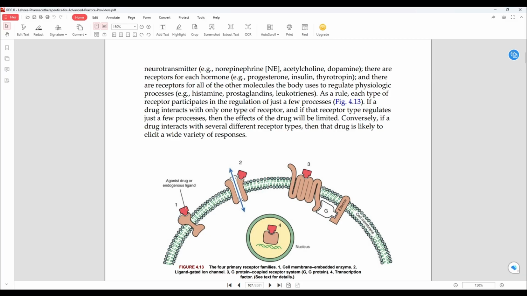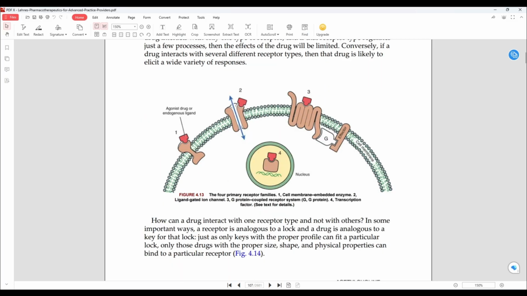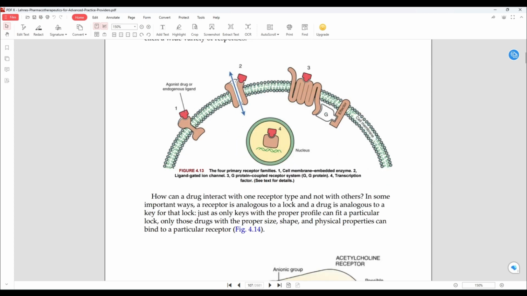If a drug interacts with only one type of receptor, and if that receptor type regulates just a few processes, then the effects of the drug will be limited. Conversely, if a drug interacts with several different receptor types, then that drug is likely to elicit a wide variety of responses. So here you see the four primary receptor families: the cell membrane embedded enzyme, the ligand gated ion channel, the G protein coupled receptor system, and the transcription factor.